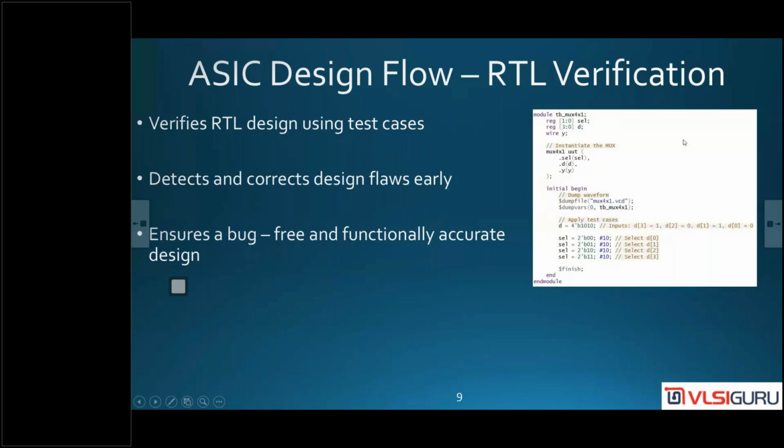This is the test code. In the test code, I am applying different inputs. I am changing the select line continuously. What is the select line first? 0, 0. After 10 nanoseconds, modify the select line to 0, 1. This hash 10 indicates a delay of 10 nanoseconds. After 10 nanoseconds, modify it to 1, 0, and after another 10 nanoseconds, to 1, 1. After that, $finish means stop the simulation.